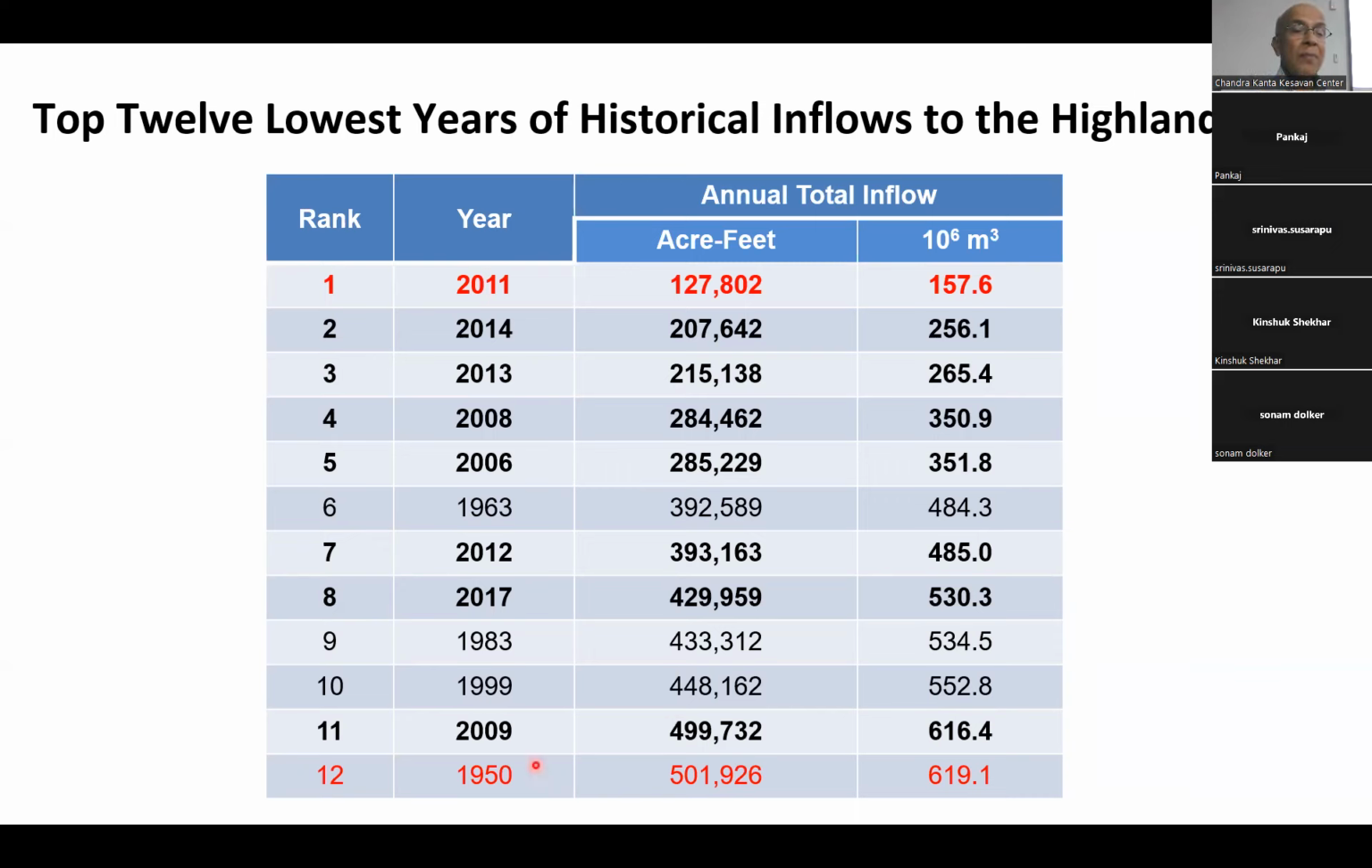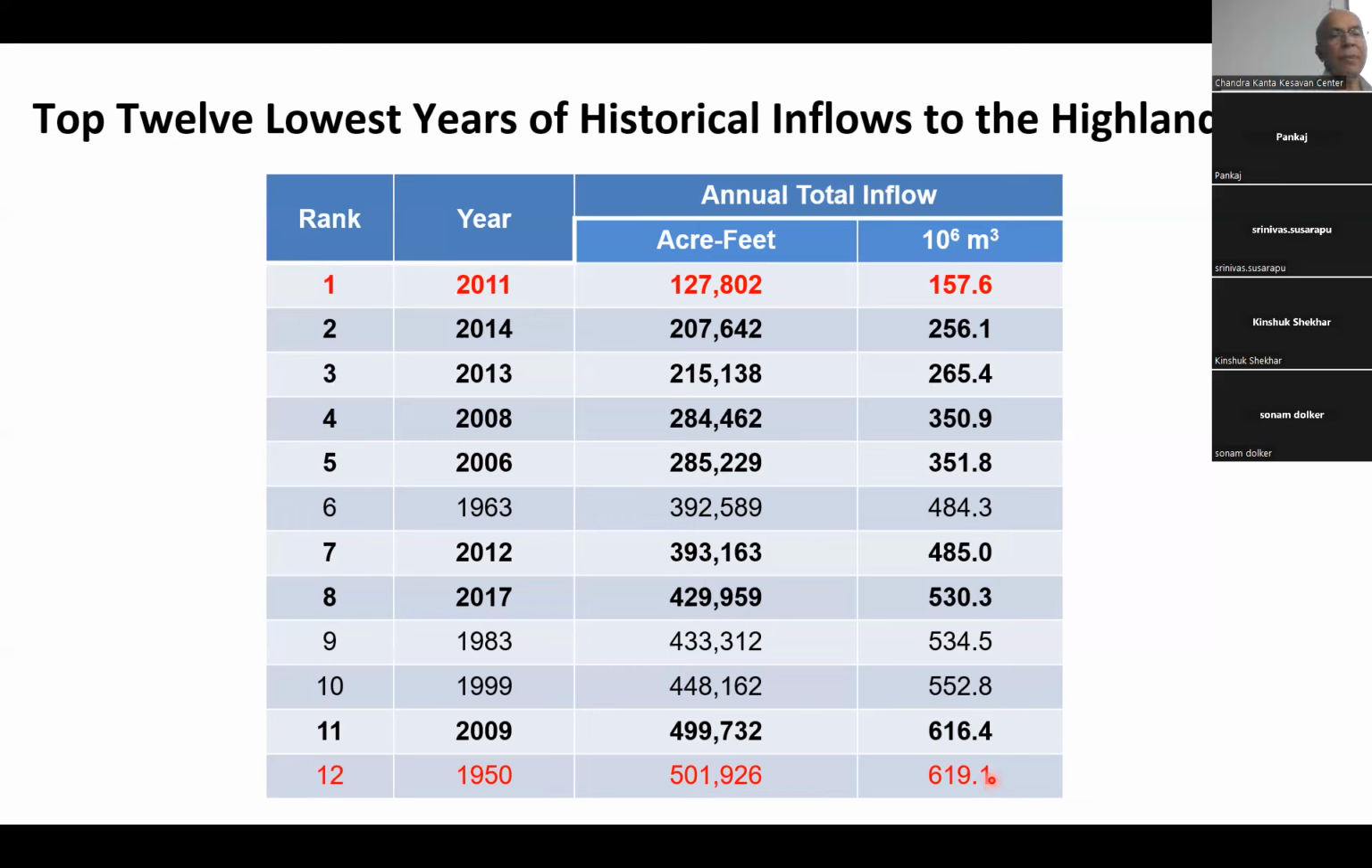So, number 12 is that was the last drought. And what we saw in 2011, look at the flow coming in that year: it was only 157, close to 158 million cubic meters, which is almost 4 times less than that. So in about 60 years, the drought was 4 times more intense. So that is the effect of climate change.